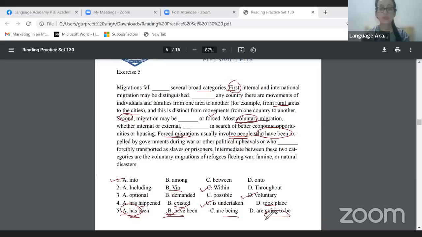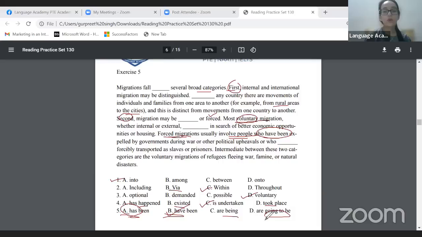The second one, within the country, because we want to say this definition: internal migration is only for people who stay inside the country, do not go out of the country. That is within. Third one, based on the context, they were comparing voluntary with forced. From the next sentence, we got to know that they are comparing voluntary. So that's why we selected voluntary.